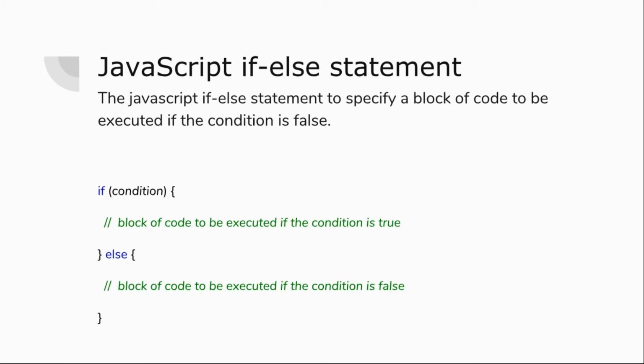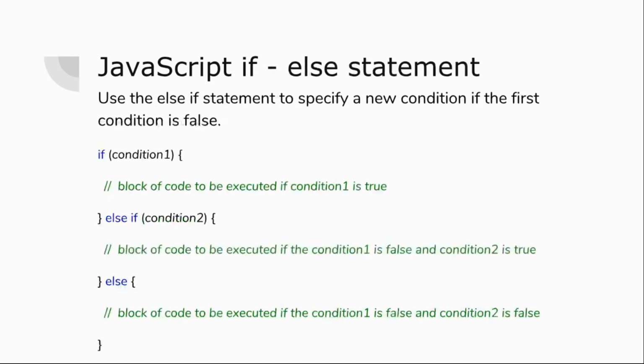Now I show you the if-else statement. This is an if statement. If the condition is true, then the then block executes. Otherwise, if the condition is false in the if statement, then it goes to the else block. If-else statement: if the first condition is true, then it executes the first block. If not, then it executes the second block. If not, it executes the third block.